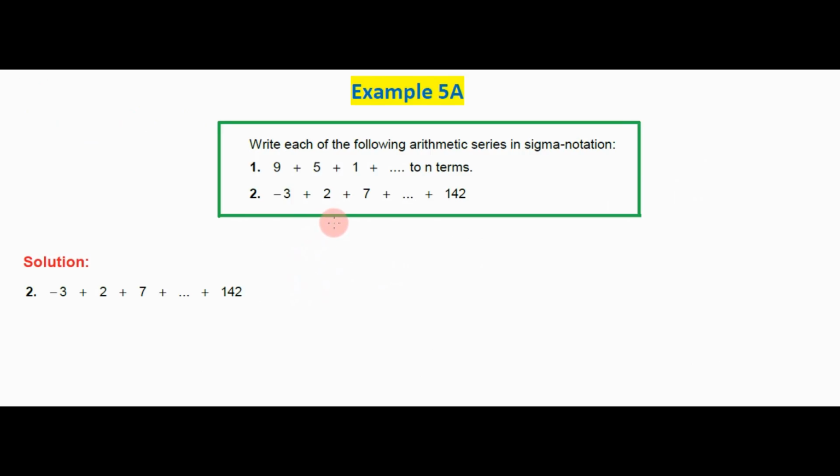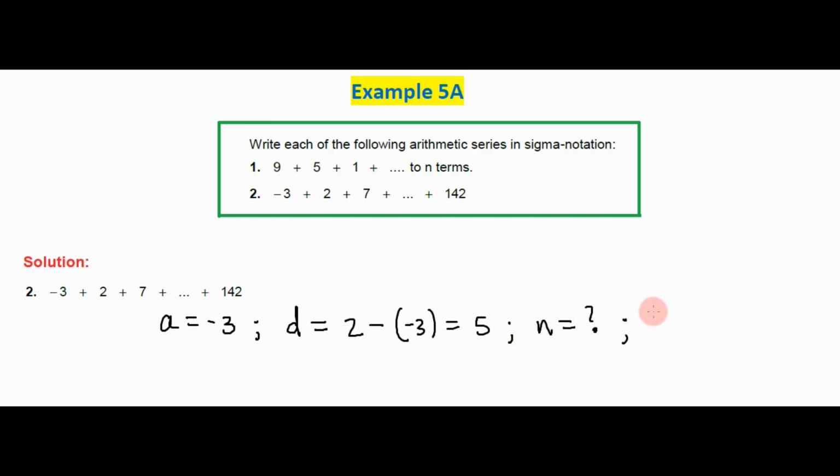In the second series, we are not given the number of terms. We are given the last term though. So we first have to work out the number of terms. But let's start with what we have and what we need to find. We have A, it's negative 3. The common difference D we can get by taking term 2 less term 1, and we see this is 5. We don't have the number of terms, but we are given the last term, or the nth term.